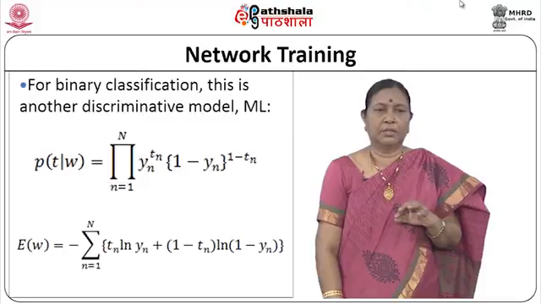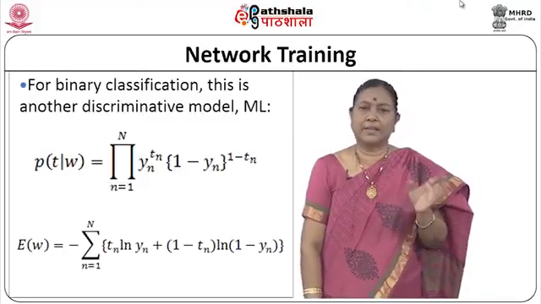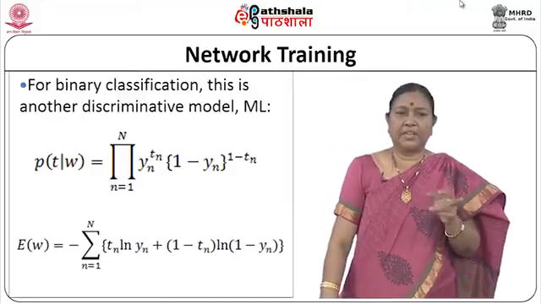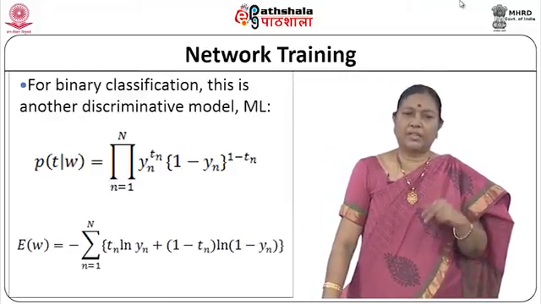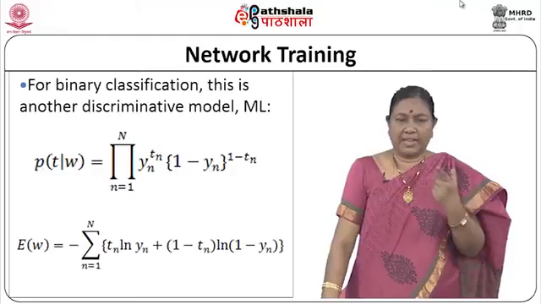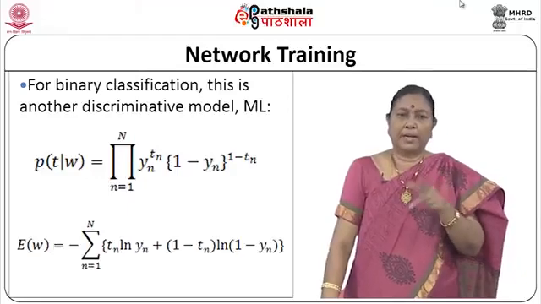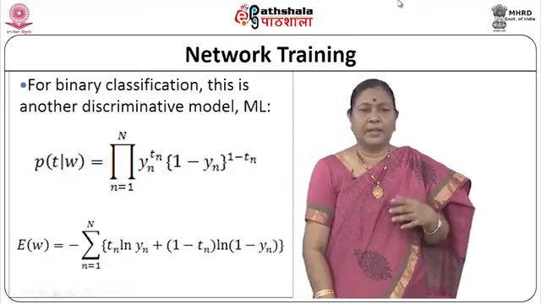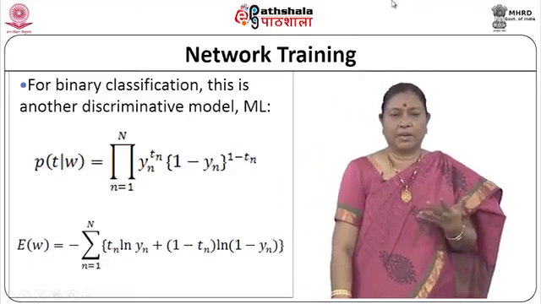Okay. So, for binary classification, this is another discriminative model. The probability of t given the weights w is the product for n equal to 1 to N of yn to the power tn times 1 minus yn to the power 1 minus tn. With this you can calculate what would be your error.